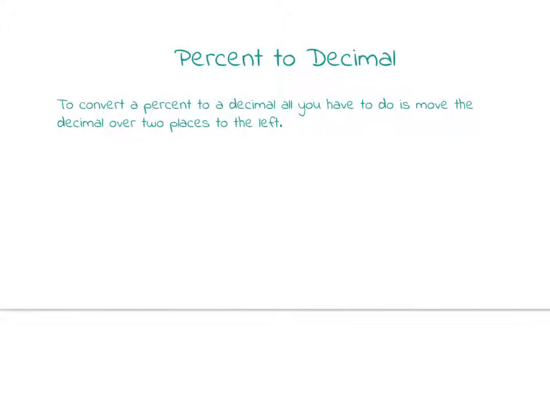Let's say I have 45%. Well, my decimal is at the end. I'm going to change colors. My decimal's at the end, and all I have to do is move it over 2 places to the left, so that becomes 0.45. And that's my final answer. Let's look at another one. What if I have 23.4%?